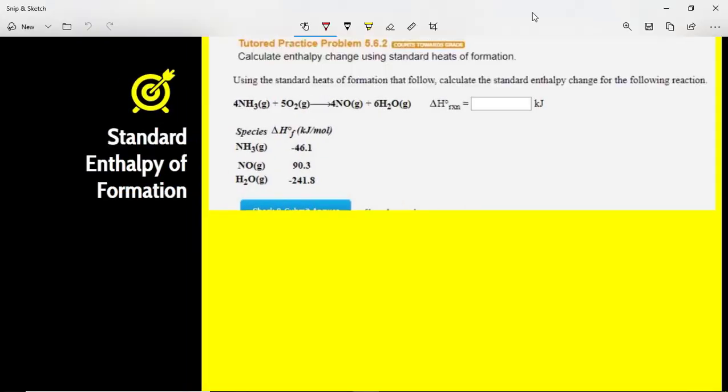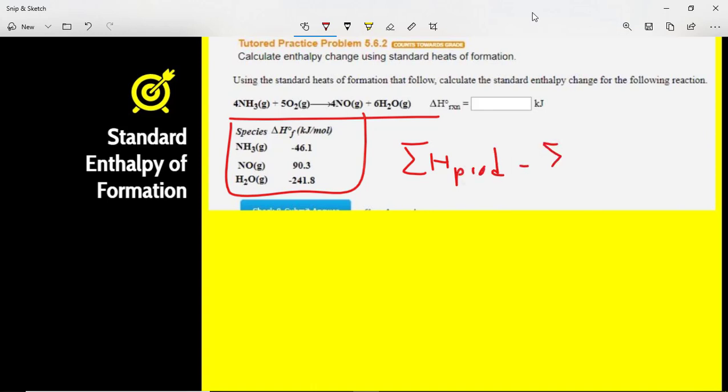So here we are given an equation and we are given a table with our enthalpies of formation. With this, we need to calculate the standard enthalpy change for the reaction. Now remember, the enthalpy change is the sum of H of your products minus the enthalpy change for your reactants. All right? So for your products, we have 6 waters, so 6 times negative 241.8, plus 4 NOs.